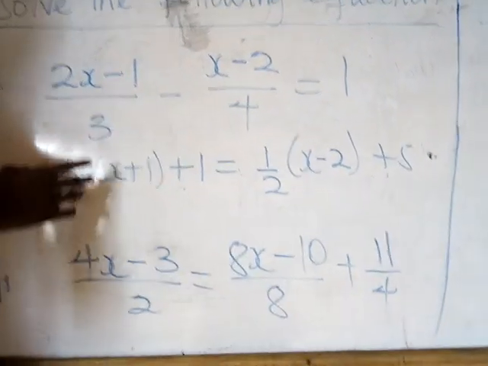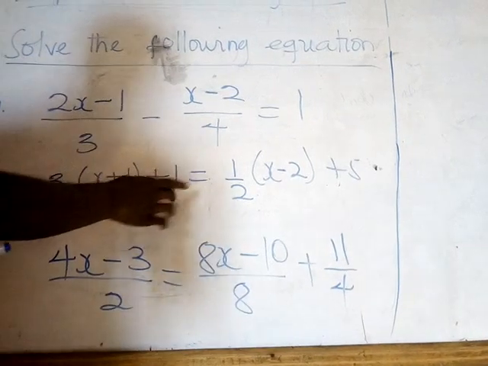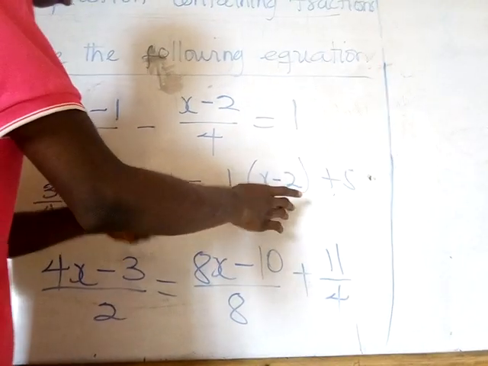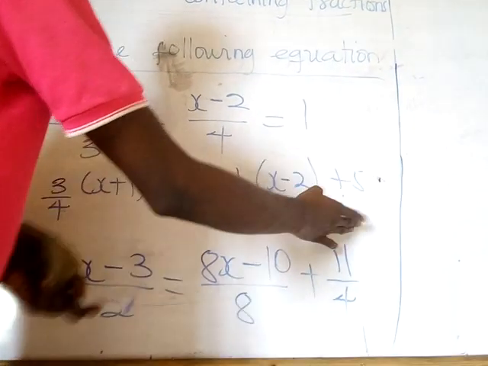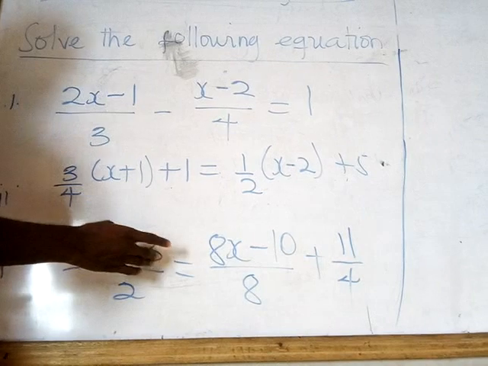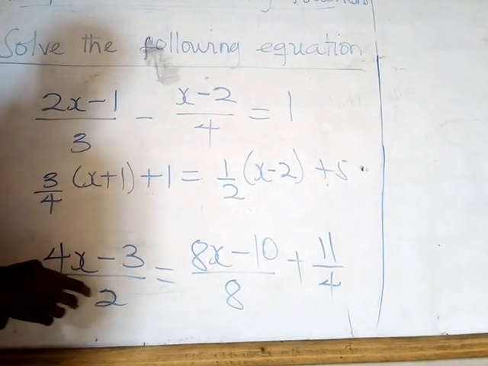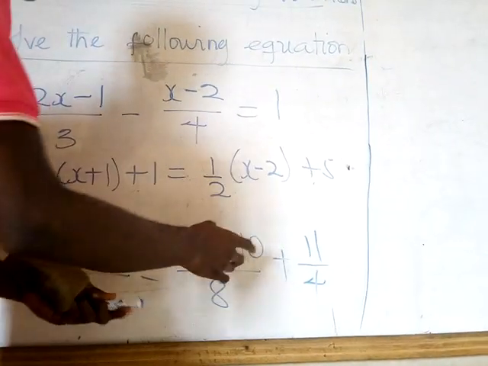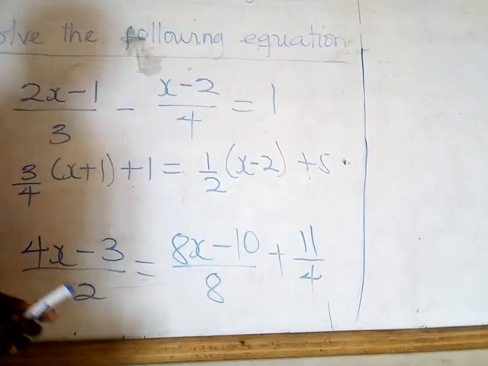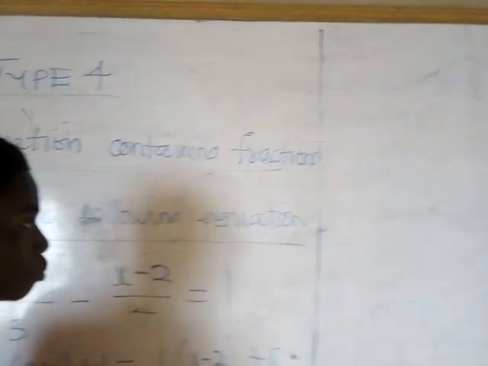And the next one is 3/4 (x + 1) + 1 = 1/2 (x - 2) + 5. And the next one to tackle is (4x - 2)/2 - (4x - 3)/2 = (8x - 10)/8 + 11/4. So now let's first solve the first example.